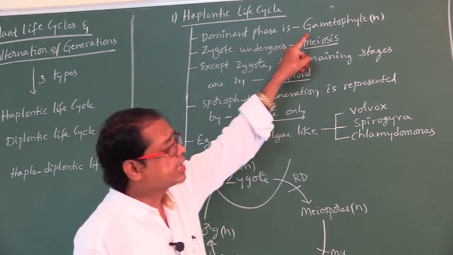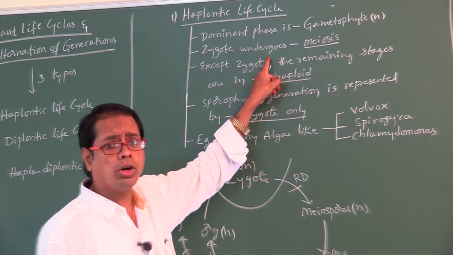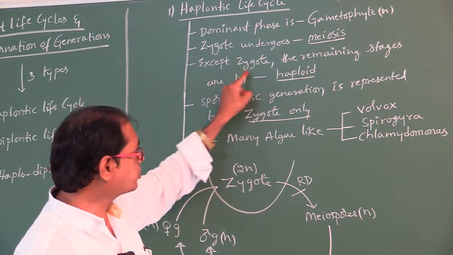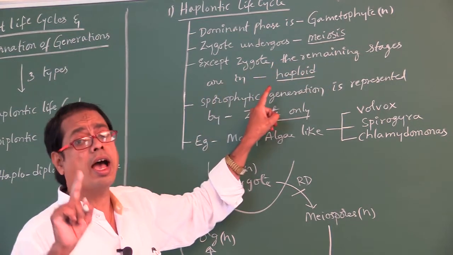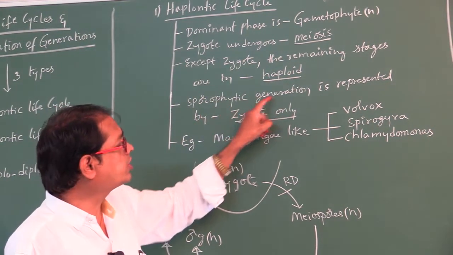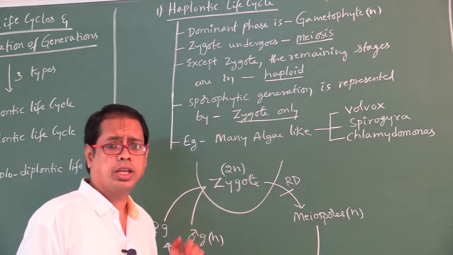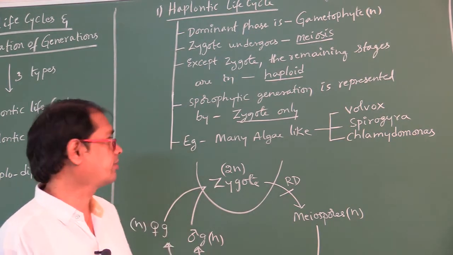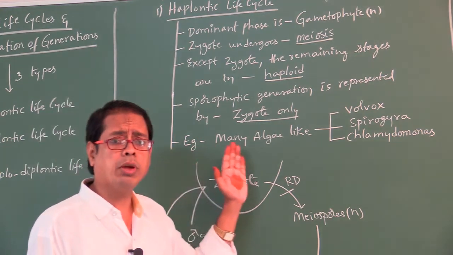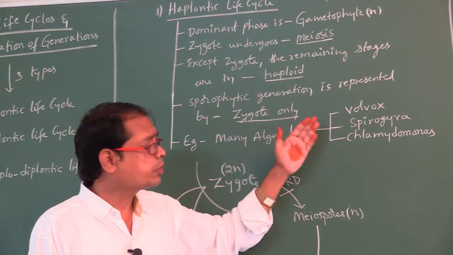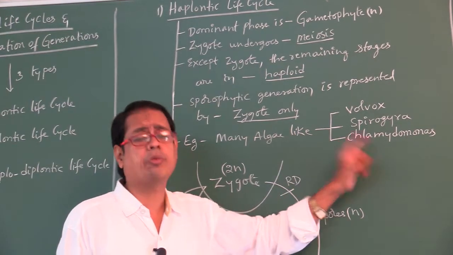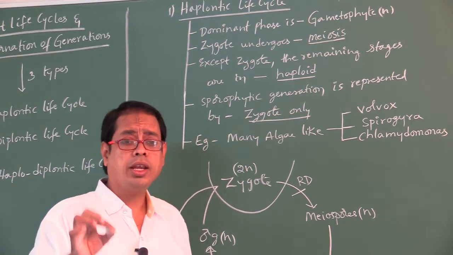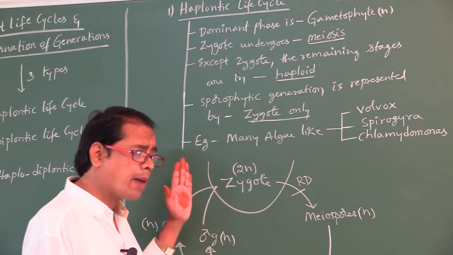Dominant phase is gametophyte. Zygote undergoes meiosis. Except zygote, the remaining stages are in haploid condition. Sporophyte generation is represented by zygote only. Here there is actually no sporophyte; the zygote represents the sporophytic generation. Examples: many algal members like Volvox, Spirogyra, many species of Chlamydomonas will perform haplontic life cycle.